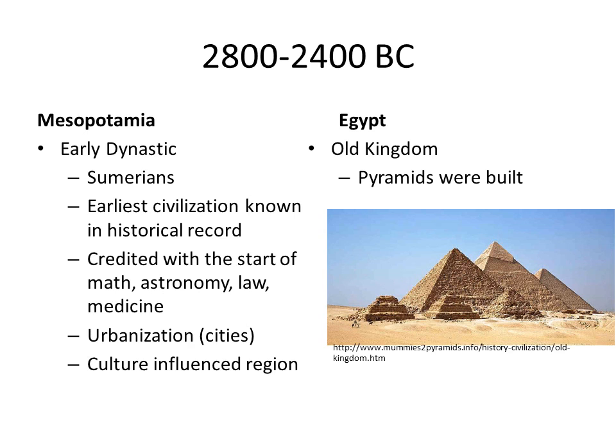All right, let's start at the way beginning, 2800 to 2400 BC. In Mesopotamia, we're looking at something called the Early Dynastic Period. The people in power were the Sumerians. They are the earliest civilization that we know of in the historical record, and they're credited with the start of things like math, astronomy, law, medicine. They're also one of the first civilizations to really be urbanized. That means that they lived in cities, and their culture really influenced the region after them. So all of the empires and dynasties that came after the Sumerians owe a lot to the Sumerians.